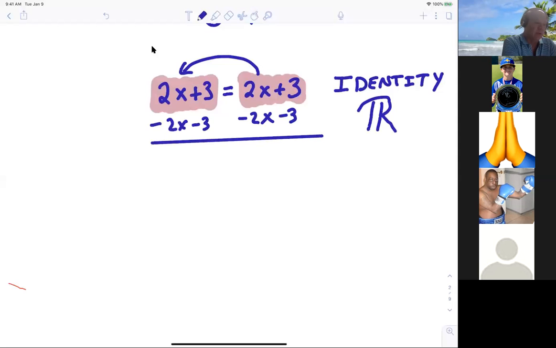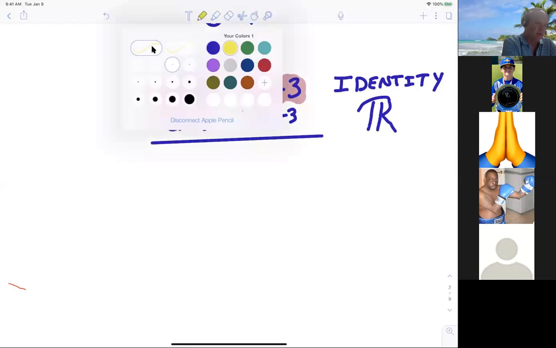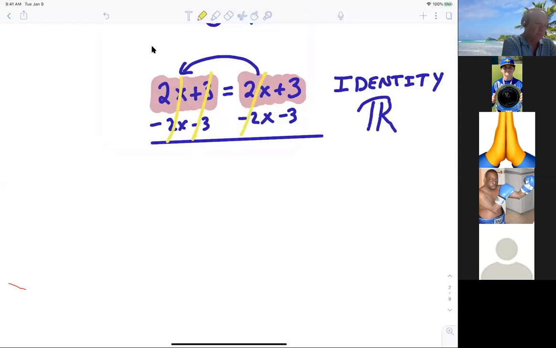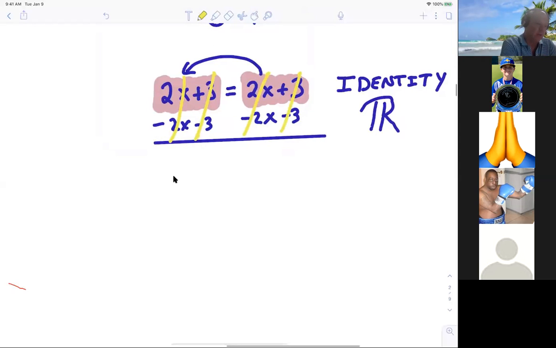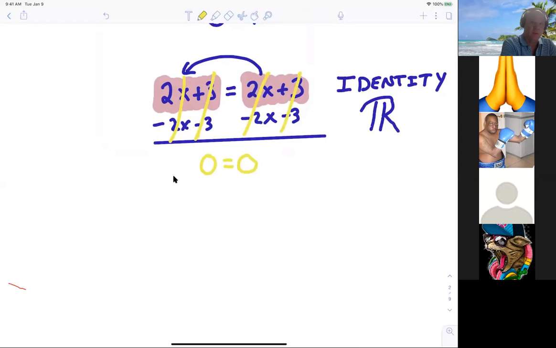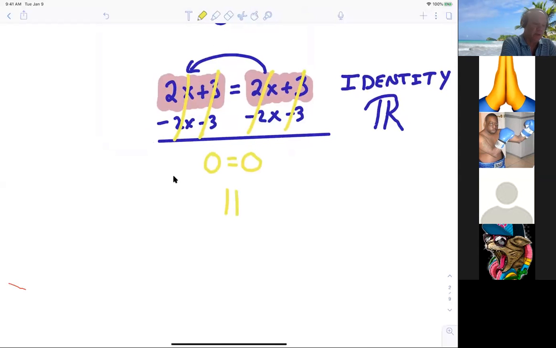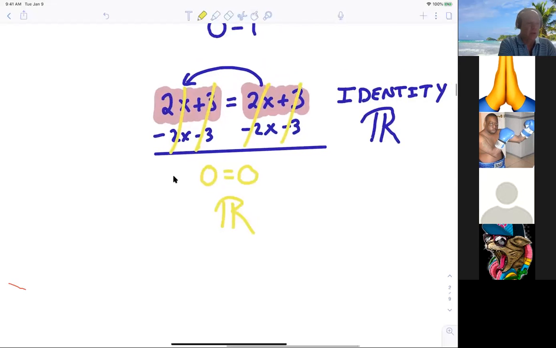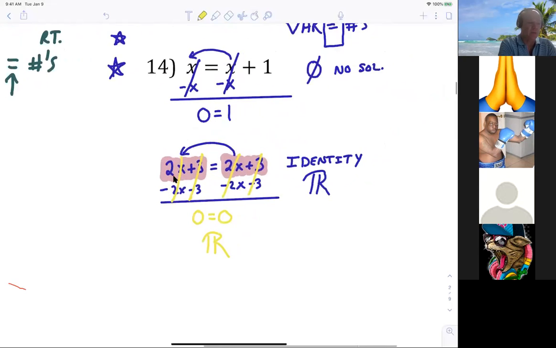Now what you notice is that everything canceled out. So you end up with 0 equals 0. And now because 0 equals 0, that's called an identity, which is the way you can recognize that it's all real numbers. Okay? So again, we had a good explanation on 2 different types of problems.